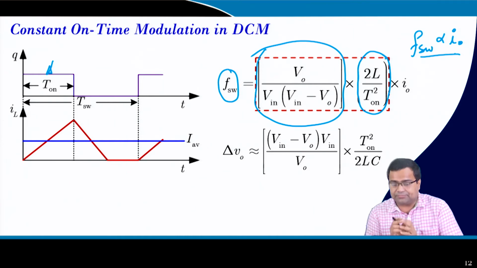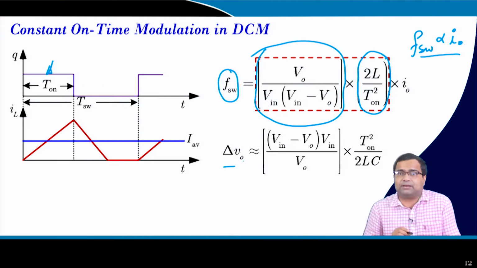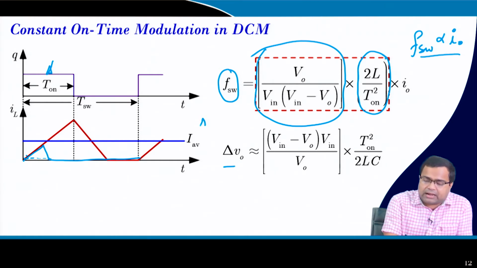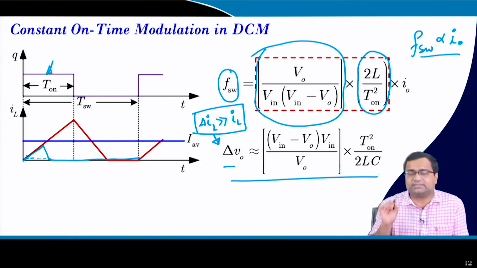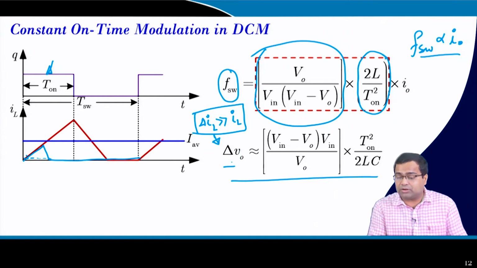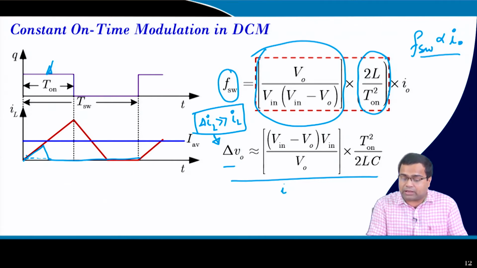Another interesting thing, if you take the output voltage ripple, because in this case as you go to more and more light load condition, it can be shown that the average inductor current is very low. So, your current ripple can be much larger than the average inductor current. If this is true, then output voltage ripple can be approximated like this. And you see the output voltage ripple under constant on time control is independent of load current. It is independent of load current.